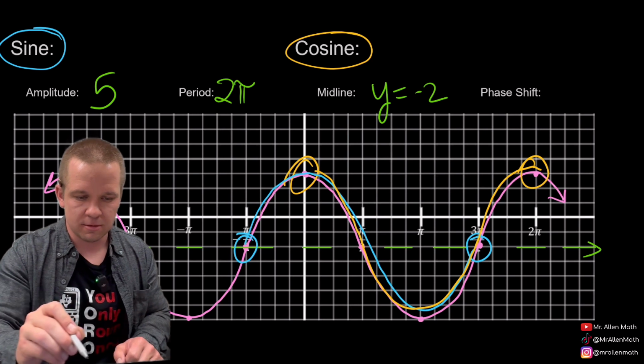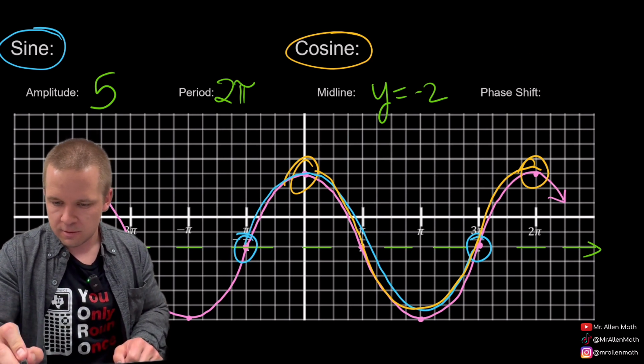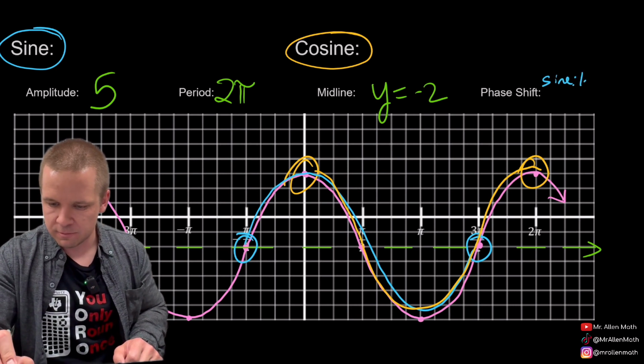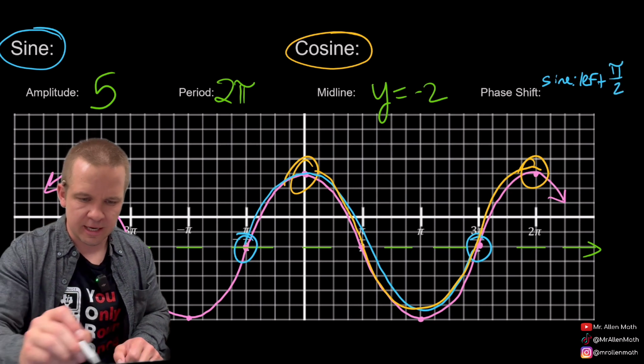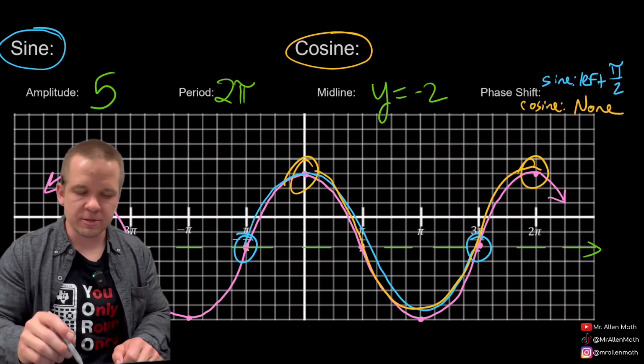So for sine, oops, I'm going to get in the way there. Sine is left pi over 2. And then cosine, we said, is none. Okay, I think we're ready to write our equations here.